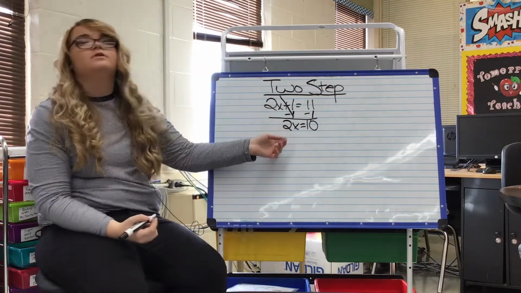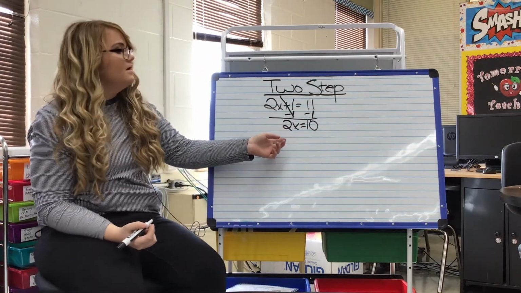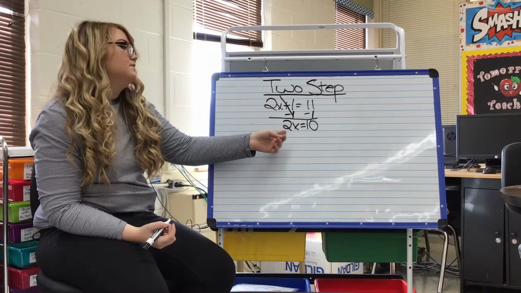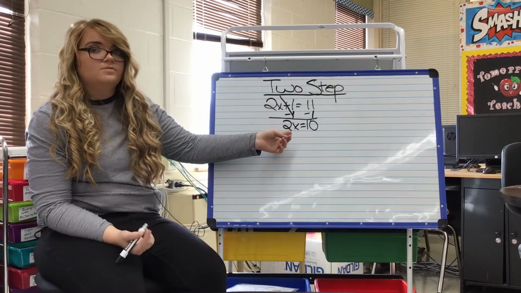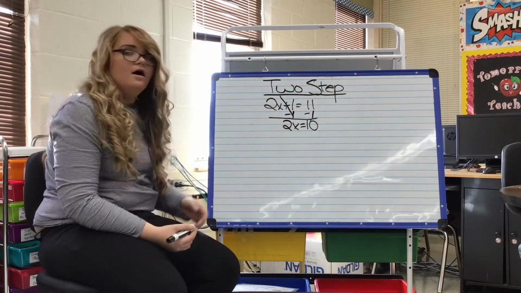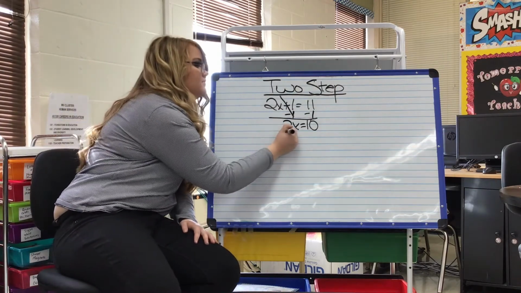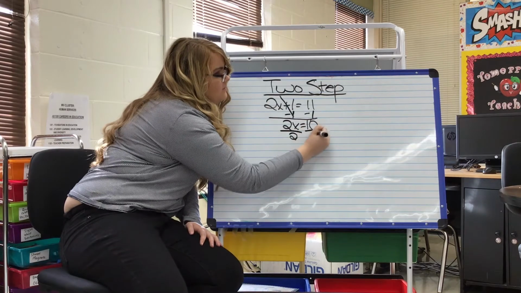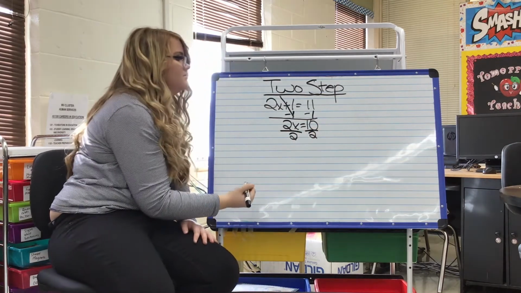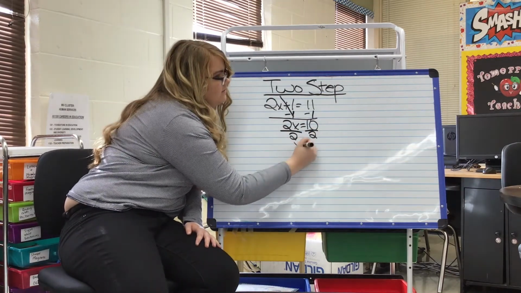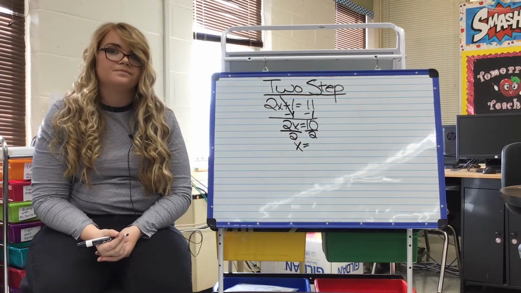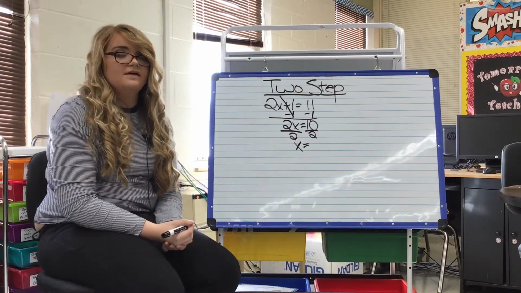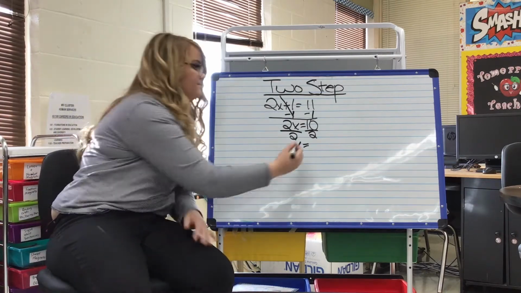Now we're back to a one-step equation. So now that we know what 2x is, which is multiplication, we do the opposite, and that's division. So we would divide 2 by each side. So now we're left with, what's 10 divided by 2? If you got 5, you were right.